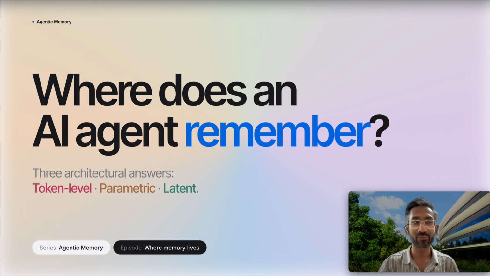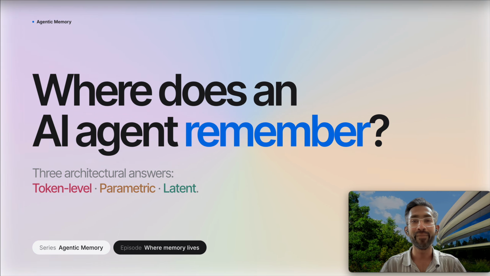Here's something that bothered me when I first read about memory. When you tell an AI agent something important, where does it actually go? Not conceptually, physically, architecturally, where does it live? This sounds like a simple question, but the answer has huge implications for how you build agents, what you can update, what you can audit, and what fails silently.